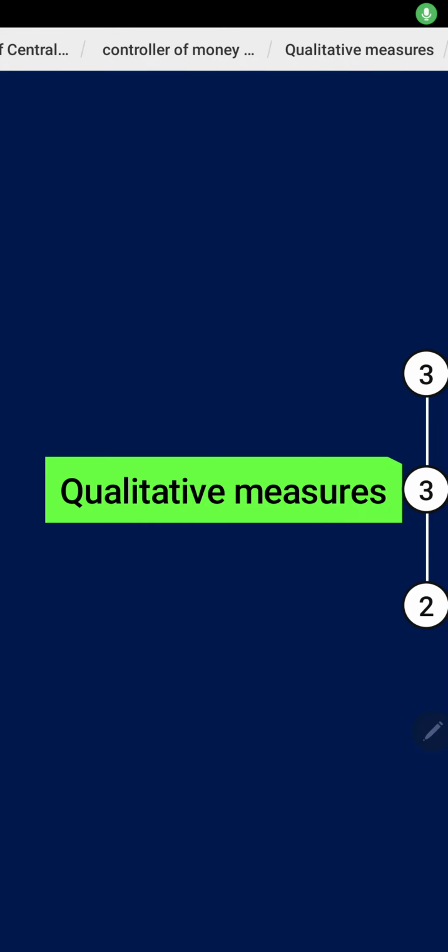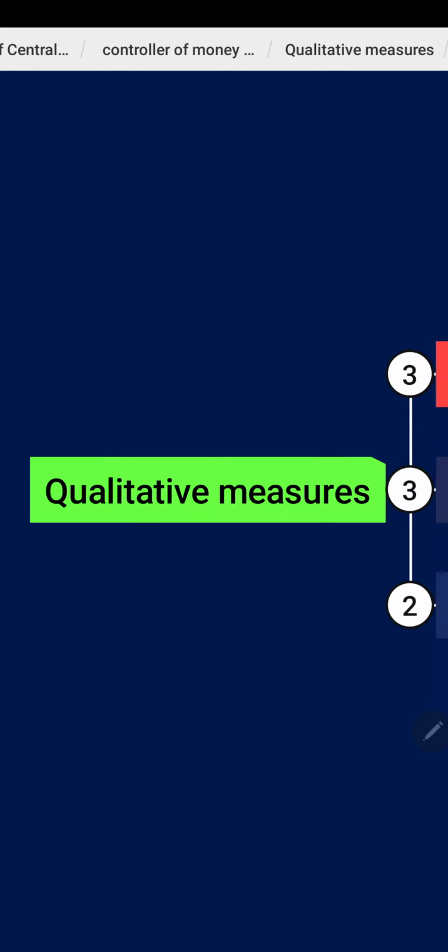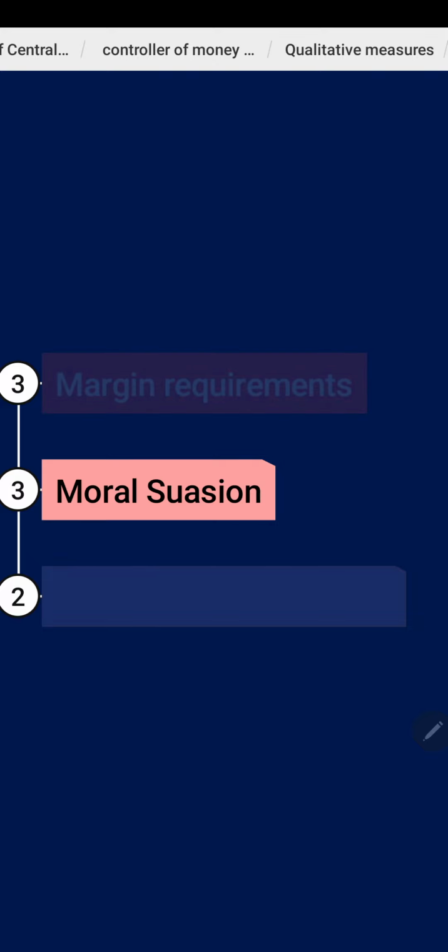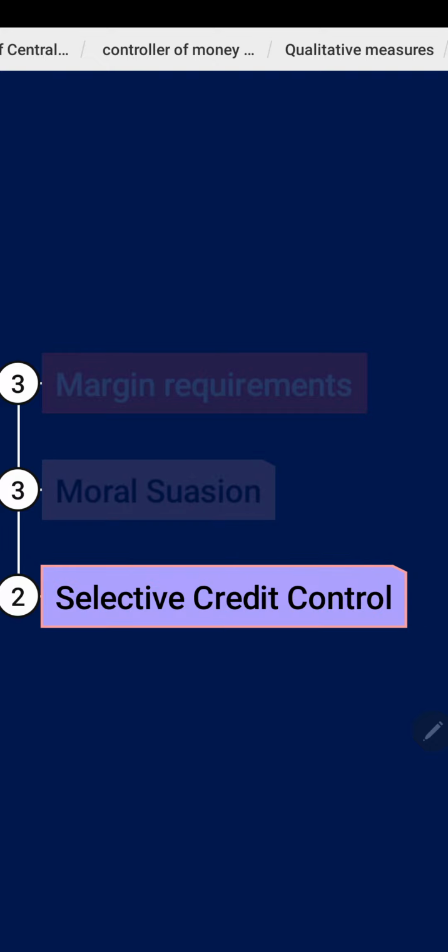In this class we will be talking about qualitative measures which are undertaken in order to regulate the supply of money and credit in the economy. The three qualitative tools in the hands of the Reserve Bank of India are: number 1, the margin requirements; number 2, moral suasion; and number 3, selective credit control.